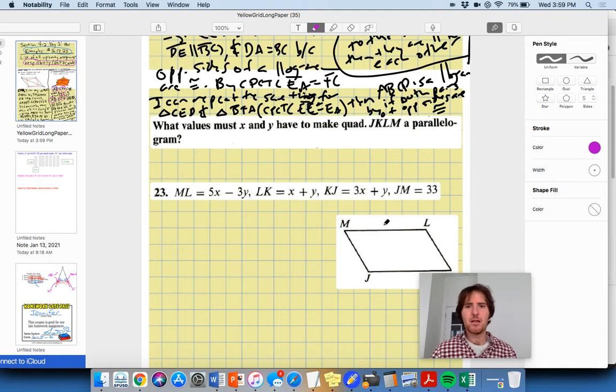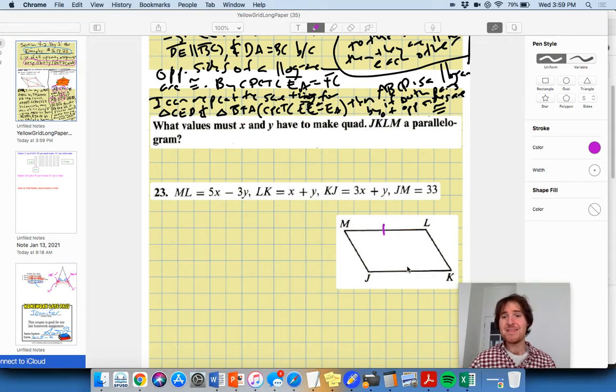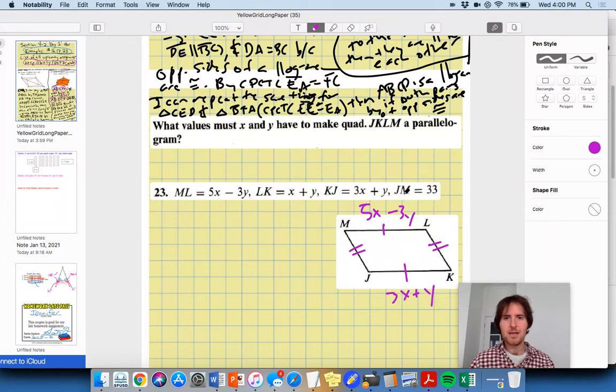We've got ML, which would have to be congruent to JK. And JM would have to be congruent to LK, which is right here. So these can be represented by the algebra we have in here. ML, the length here, is 5x minus 3y. The length of JK is going to be 3x plus y. The length of JM is 33. That's nice, we have one length here. And we have x plus y right here.